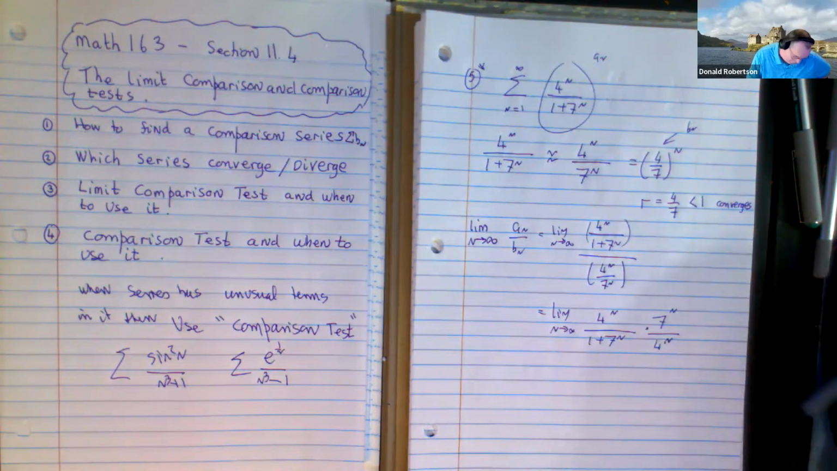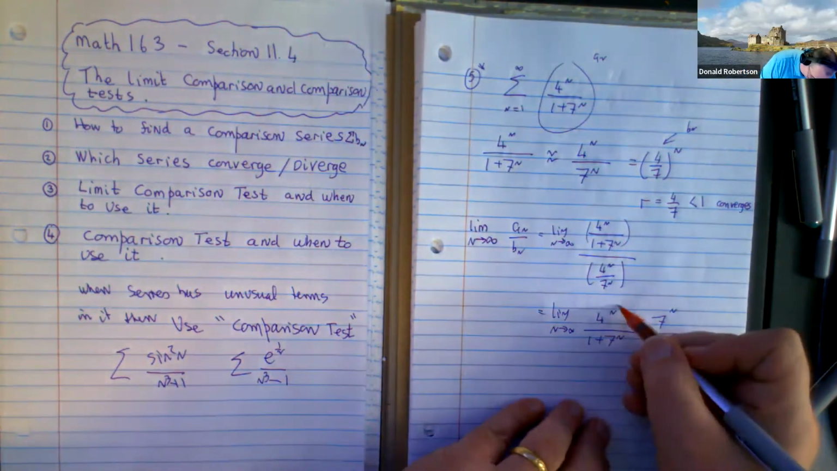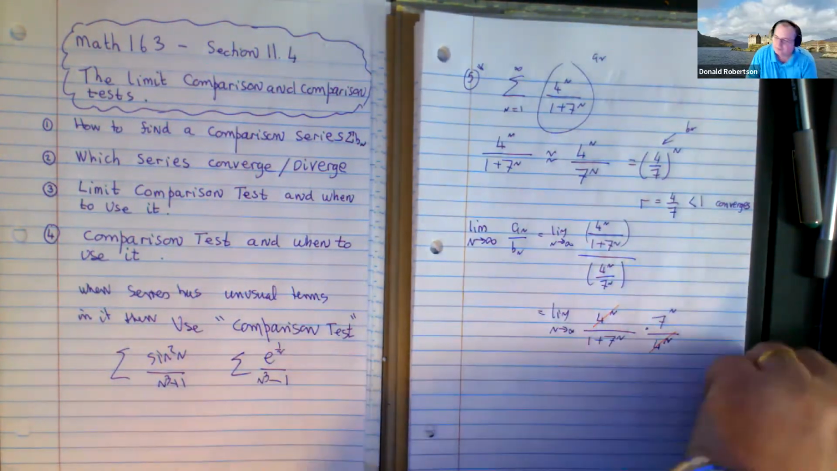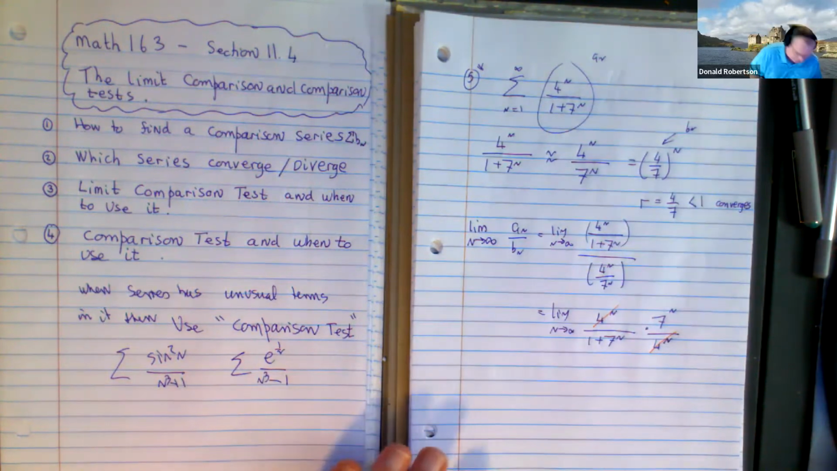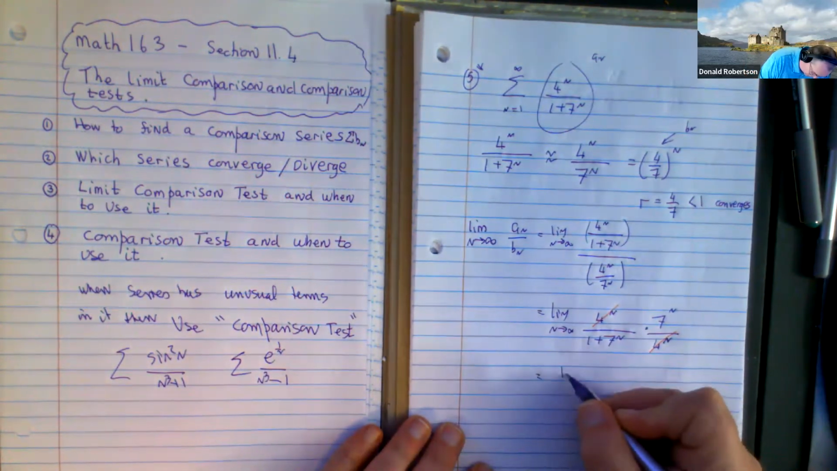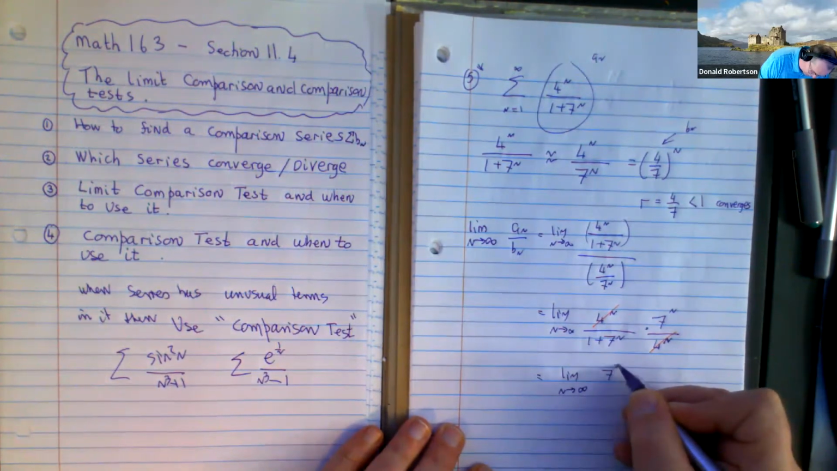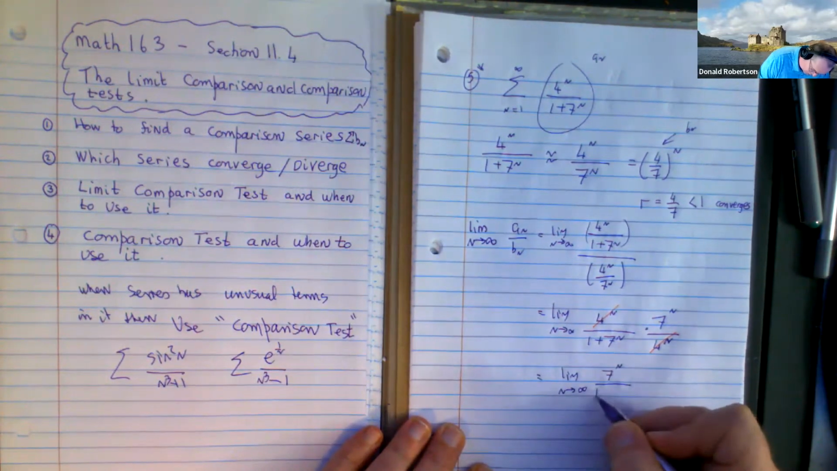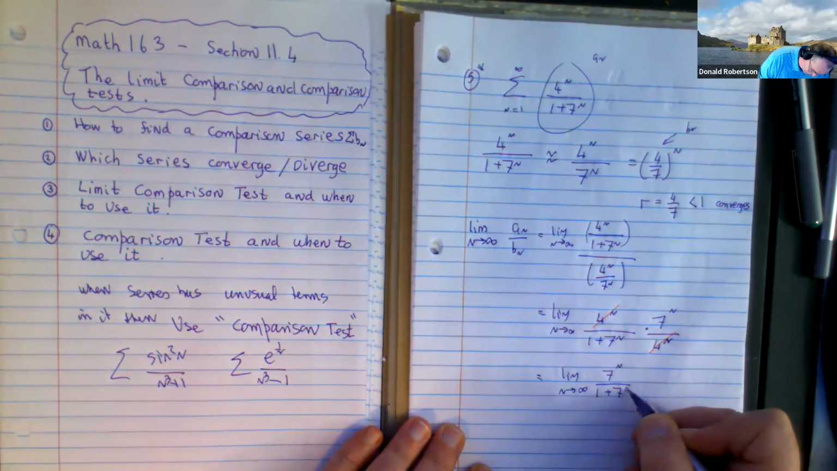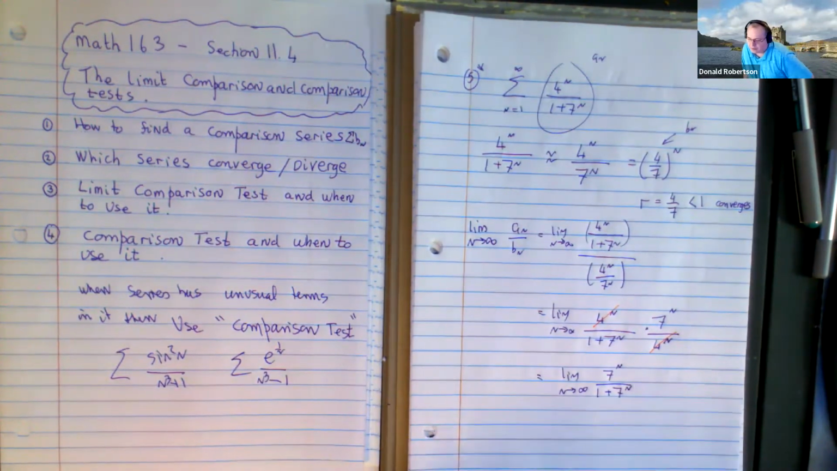Now, sometimes you get lucky. Would you agree they cancel? Doesn't happen a lot, but if it does, use it. So I'm now looking at the limit as n tends to infinity of 7 to the power of n over 1 plus 7 to the power of n. I know that the answer is going to be 1. Can you just tell by looking at it it's going to be 1? But we kind of have to prove it.